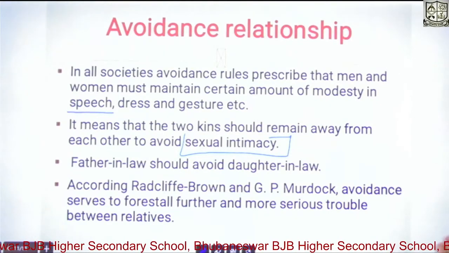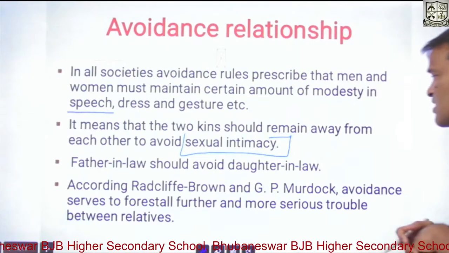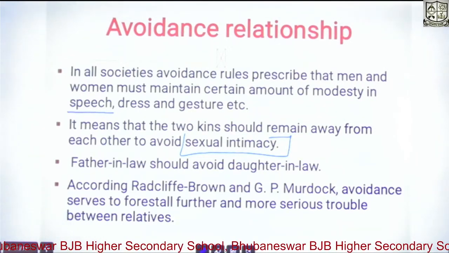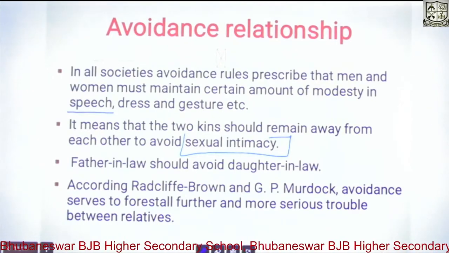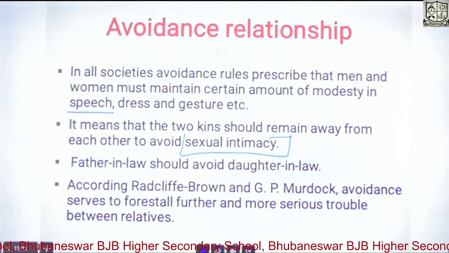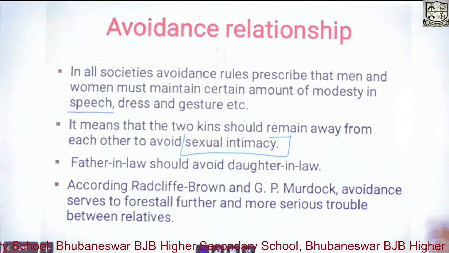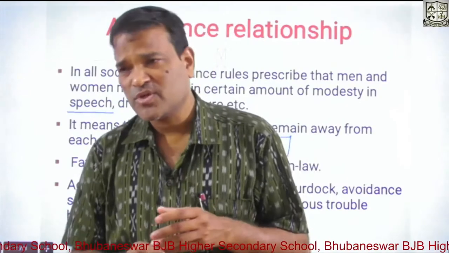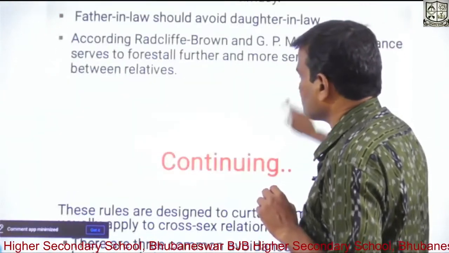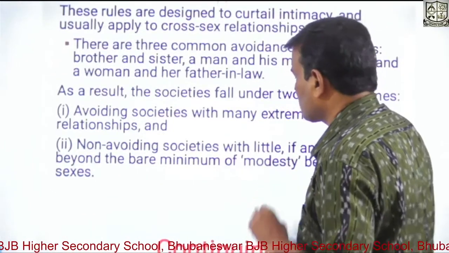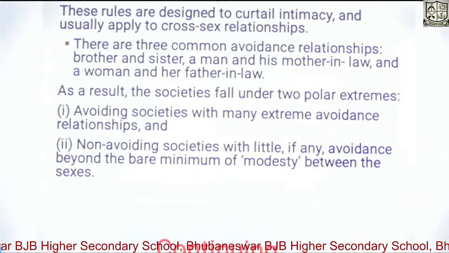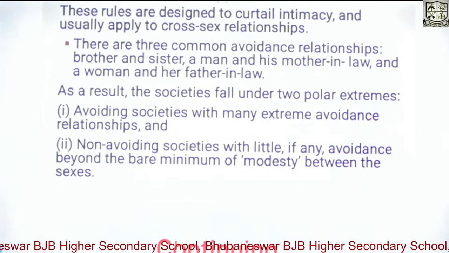The best example is that the father-in-law should avoid the daughter-in-law. According to Radcliffe-Brown and G.P. Murdock, avoidance serves to forestall further and more serious trouble between relatives. Sometimes it may arise in a critical situation, but it is much more fruitful in the society to maintain social solidarity and social equilibrium. These rules are designed to curtail intimacy and are usually applied to cross-sex relationships.